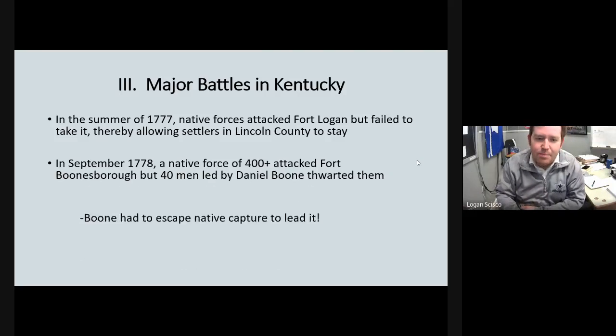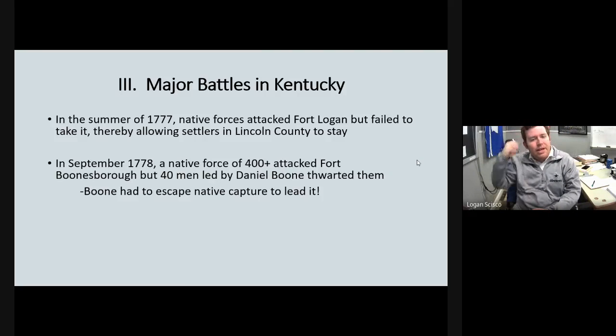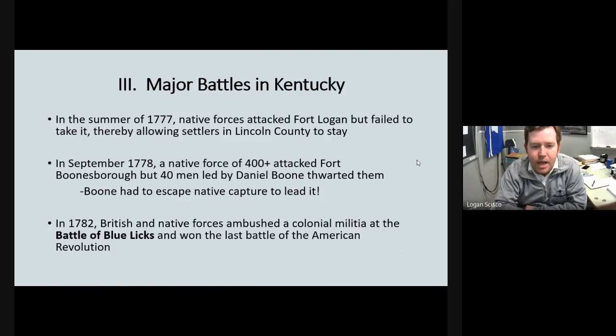But one of the interesting things about that siege is that Boone had been captured months earlier by native forces, and he had escaped their capture. He made a desperate march of about 180 miles of ground covered in about 5 days to get to Boonesboro and tried to lead the defense of it. But Boonesboro held out from a native attack here and did not go away. However, not all of these things were victories for Kentuckians in the war.